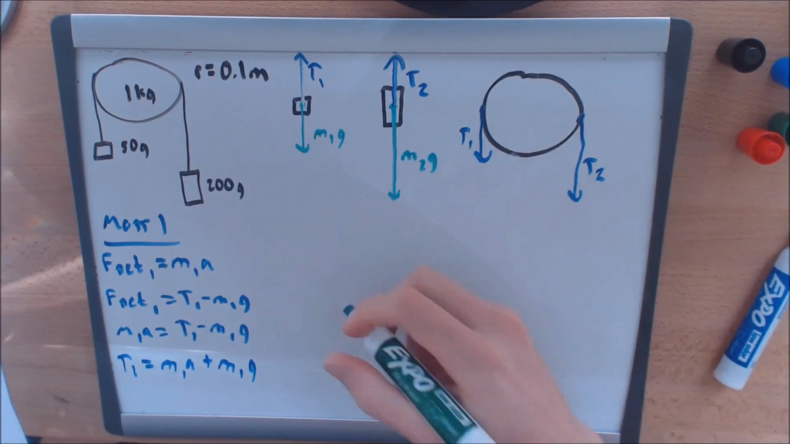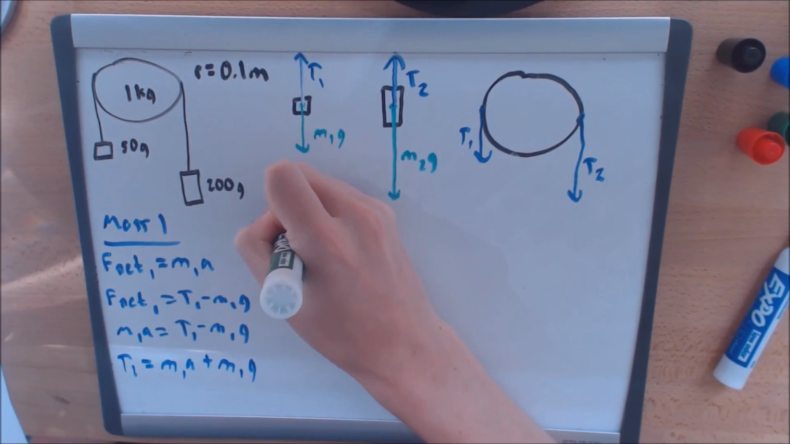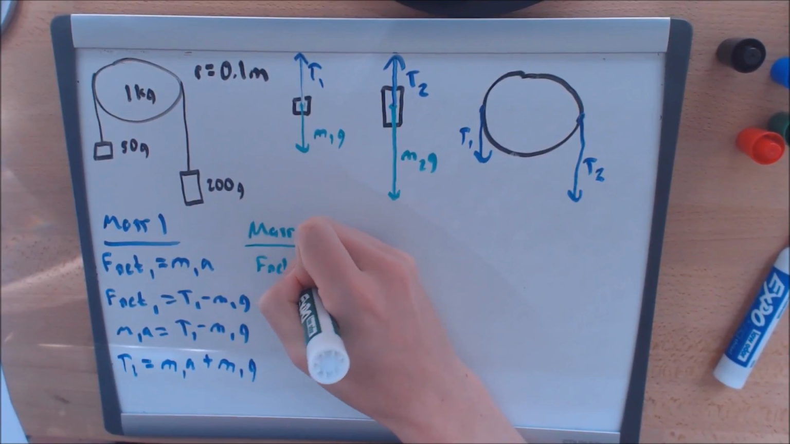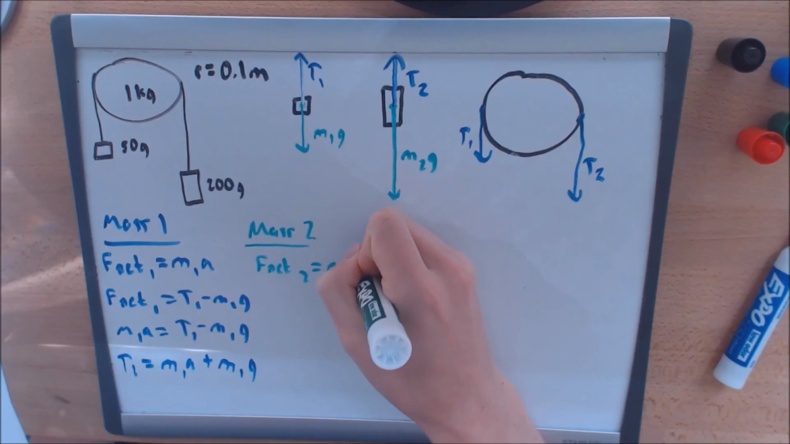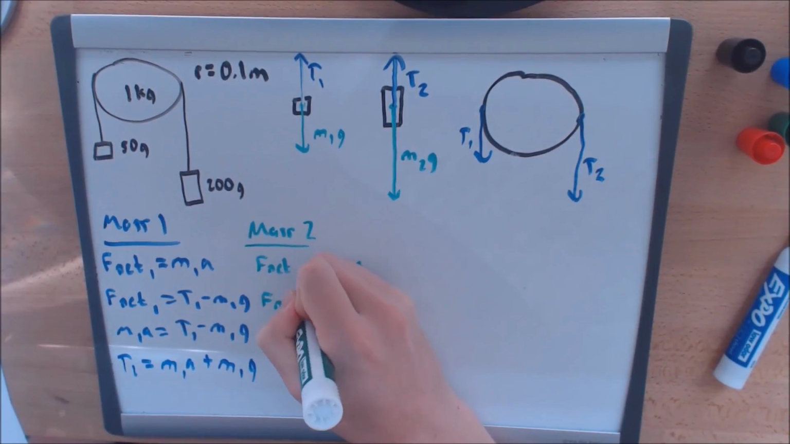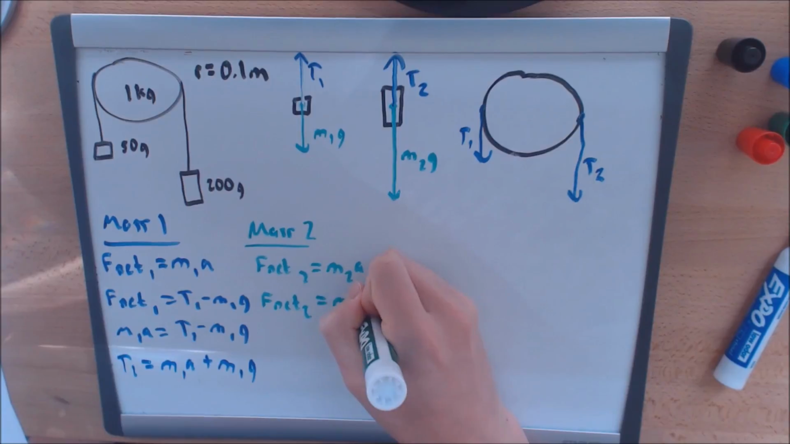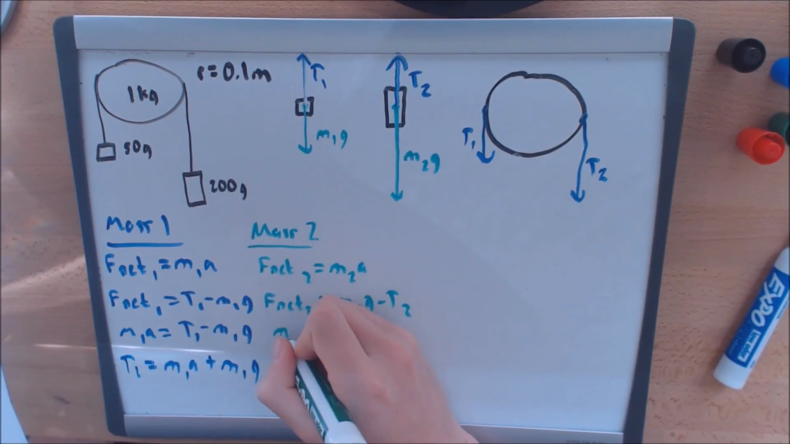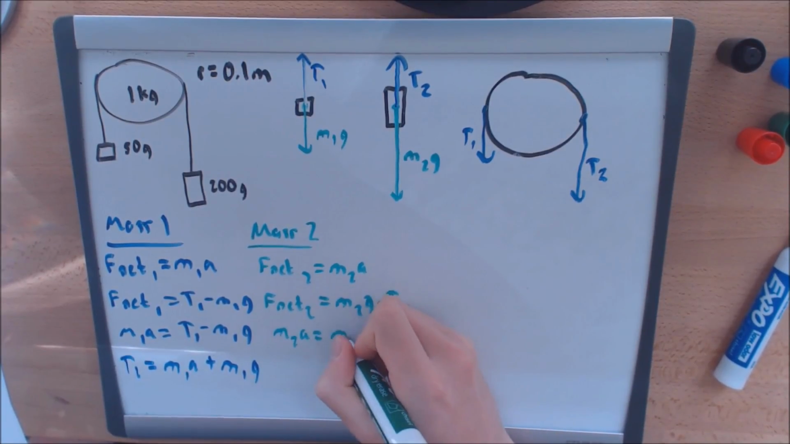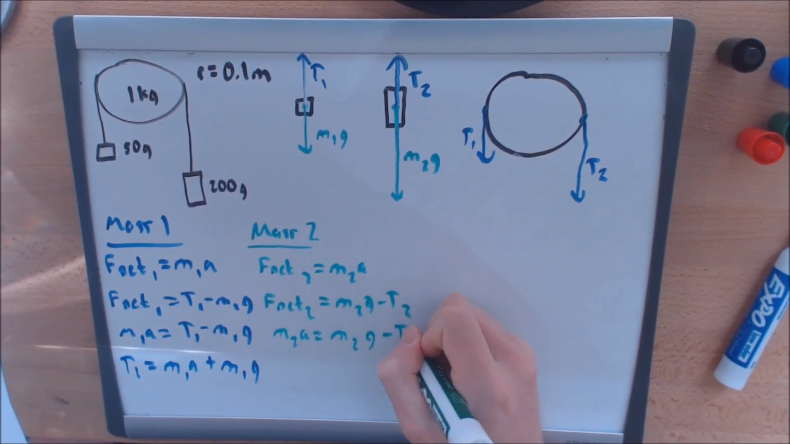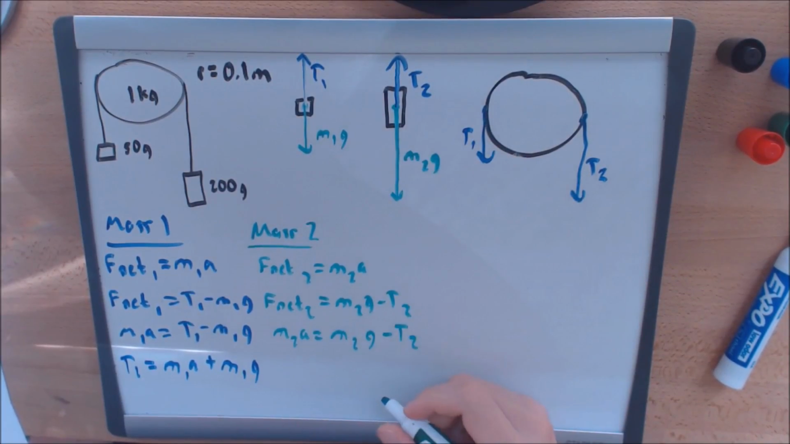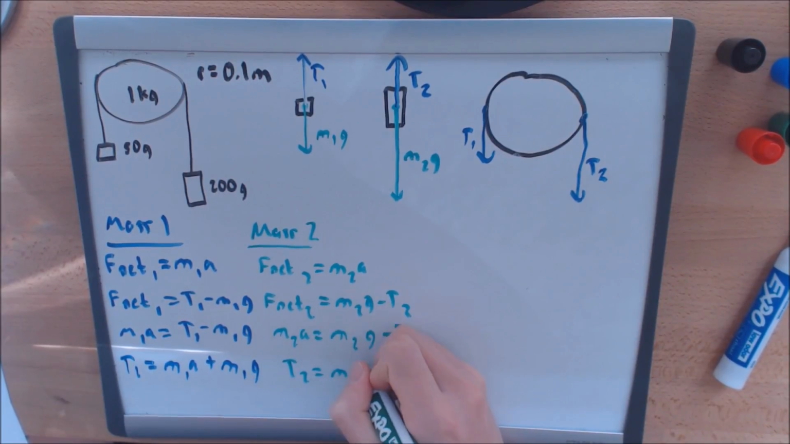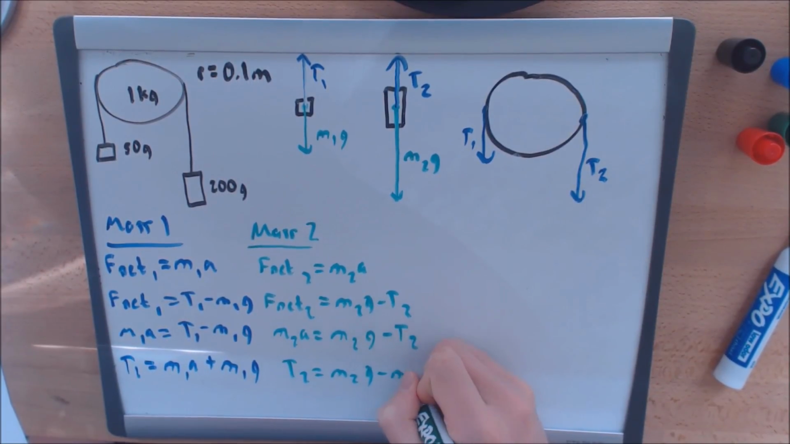For our mass 2, we know our F net 2 equals M2A, and our F net 2 equals M2G minus T2. So we can say M2A equals M2G minus T2 from our force diagram. And then we can rearrange this and get T2 equals M2G minus M2A.